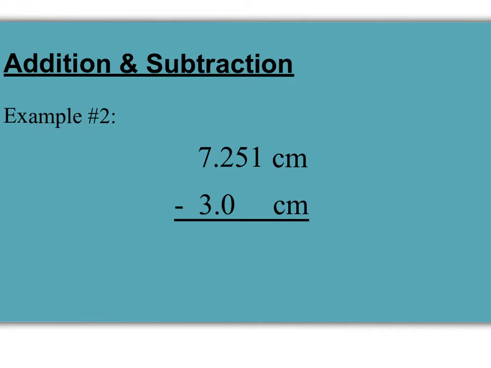The subtraction rule is the same as that of the addition rule. So to do this problem correctly, we take 3.0, subtract it from 7.251 to get 4.251. Find the value that has the fewest places past the decimal, that's the 3.0, and round your answer so that it has the same number of digits past the decimal as the 3.0. So your final answer is going to be rounded to 4.3 centimeters. I had to round the 2 up to a 3 because there's a 5 next to it, so that rounds it up.